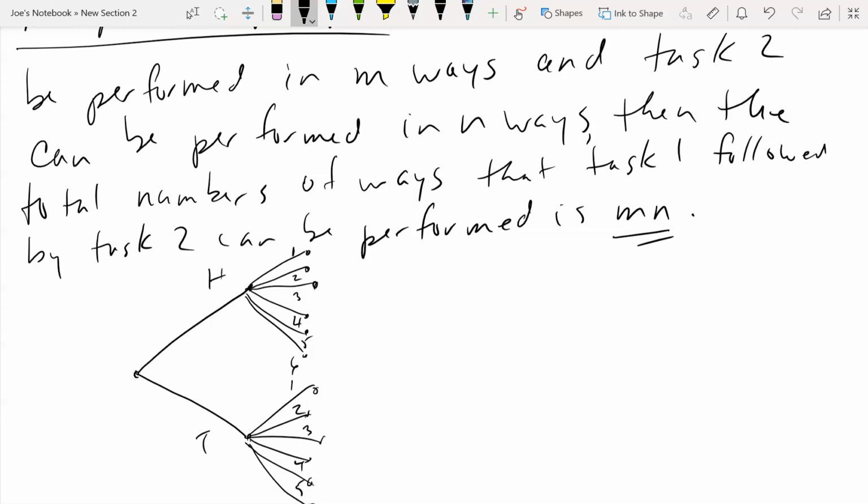So each of these paths here would be like heads 1, heads 2, heads 3, and so on. You can actually enumerate them. But you can see the number of possibilities is just the number of endpoints that you have here. And if you're familiar with the language of trees from graph theory, we think of this as the root where we start, and these would be the leaves where we end.